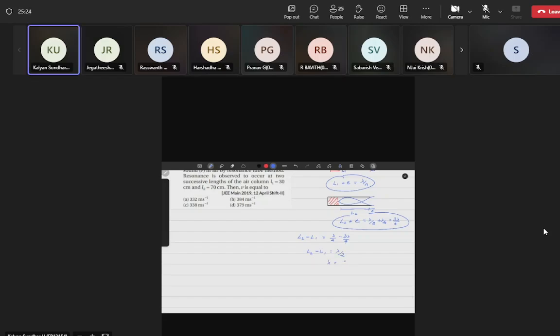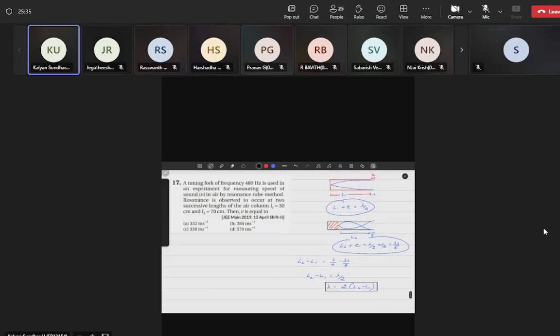So lambda will be equal to 2 times L2 minus L1. This is the wavelength of the sound which has been formed inside a resonance tube. So this is an experiment of your resonance tube. Initially, when the frequency vibrates, this is the fundamental. After this, I fill it up, and the next resonance will be formed. So the next resonance I'm taking, and this is called the end correction.